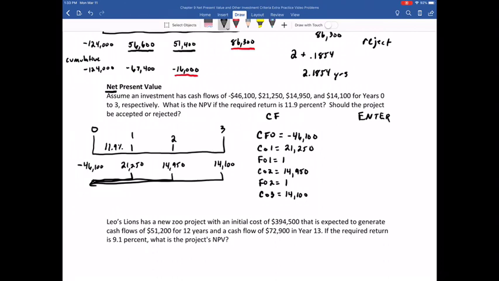14,100 is that value. Push enter, and then I push down. I see F03. F03 is the frequency of that cash flow. It occurs once. Now what I need to do is tell my calculator what the discount rate is. So I hit the NPV button.